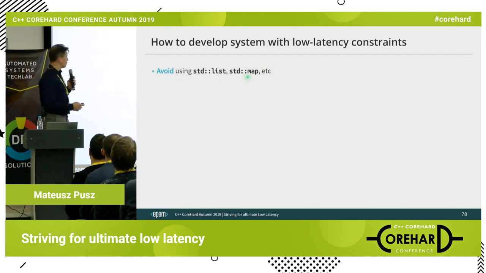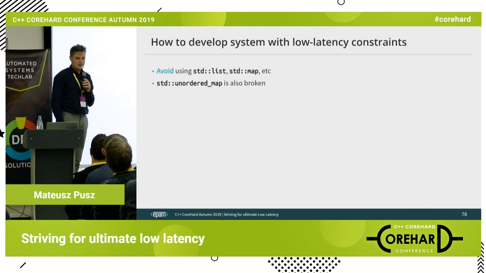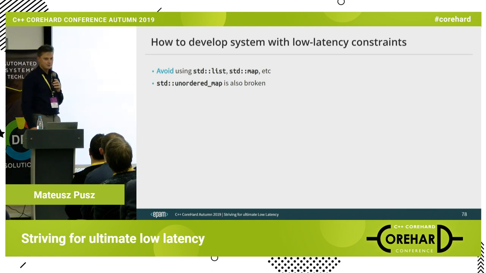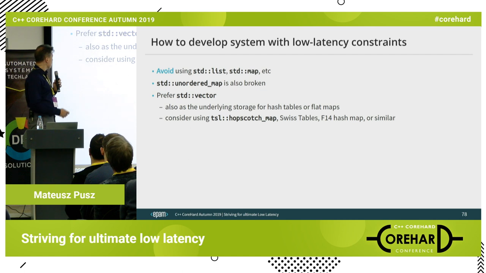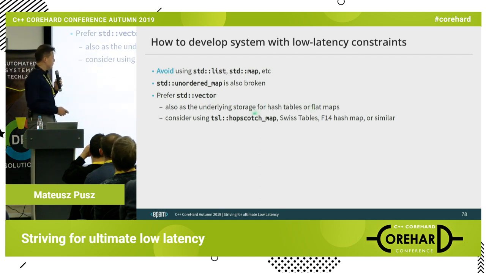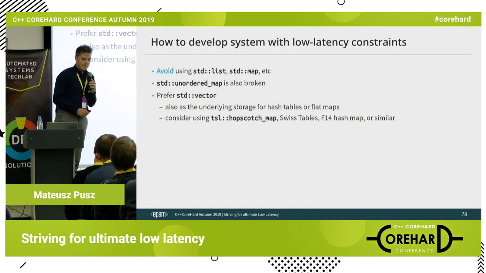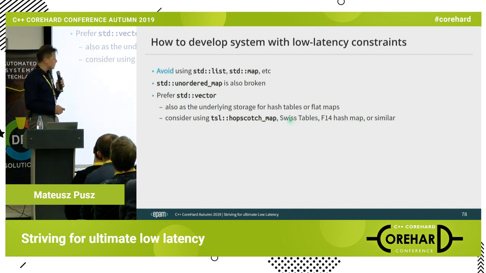And that's why std::list or std::map are not the best containers to use. Unordered map is broken too, because it's a linked list under the hood. Prefer std::vector everywhere, because it has contiguous memory. If you really need hash tables, look for alternatives. I used TSL hopscotch map 2 or 3 years ago, because at the time Swiss tables and F14 hash map were not available. I don't have benchmarks to compare those three, so you should compare them yourself to find out which one proves best for you. But those are better, faster hash maps than the ones in the standard.